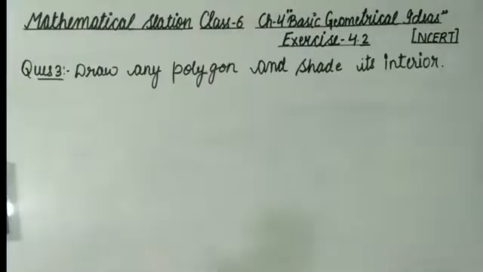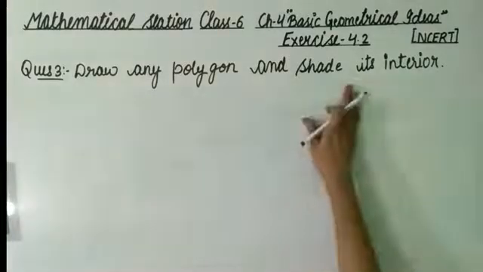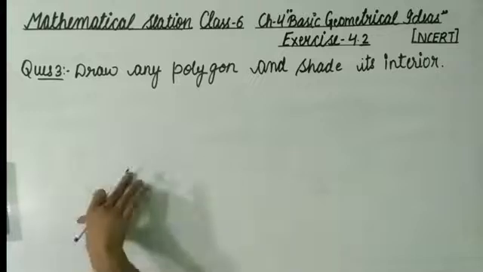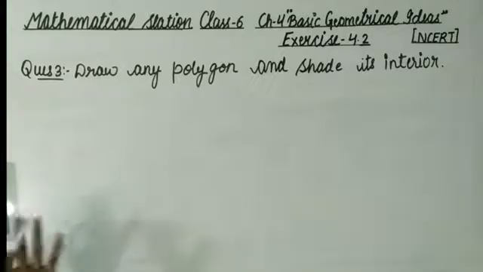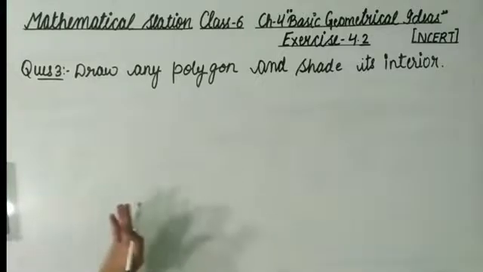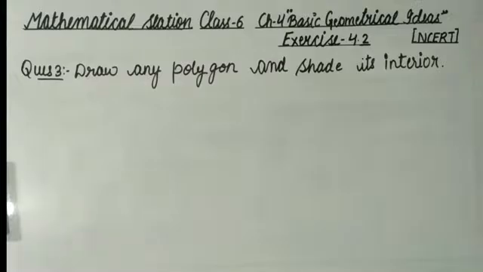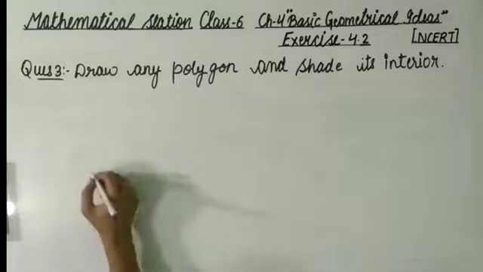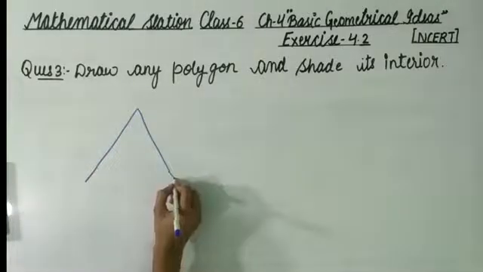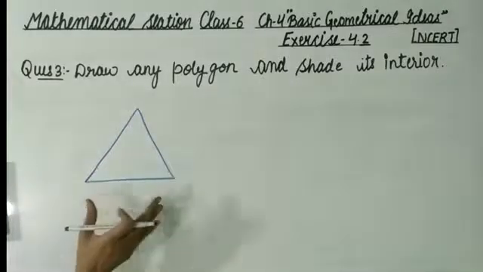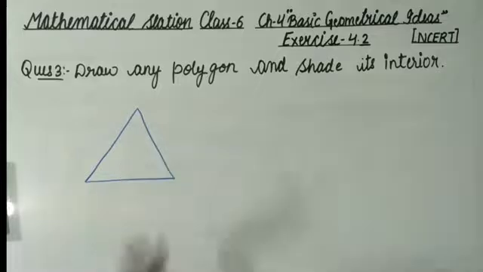Now third question. Draw any polygon and shade its interior. Here we will draw a polygon and we will shade its interior part. Polygons are simple closed curves made up of line segments only. For example, this triangle is a polygon. We also can draw a quadrilateral.